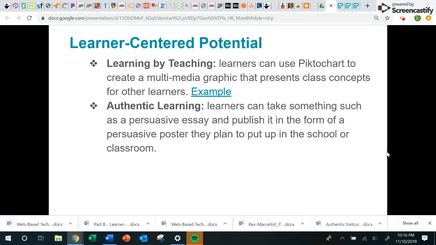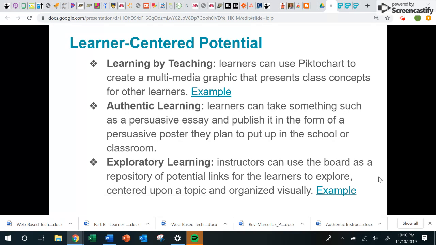Authentic learning, for example, instead of just having learners write a persuasive essay, then having them convert that into a poster that they could post around the school or around the community to convince people of their point of view.